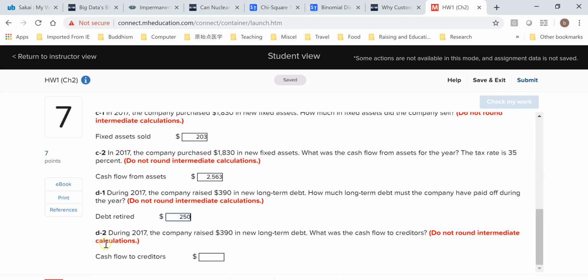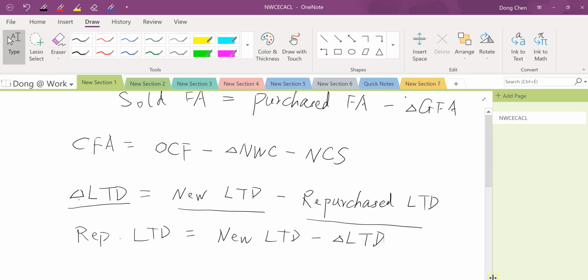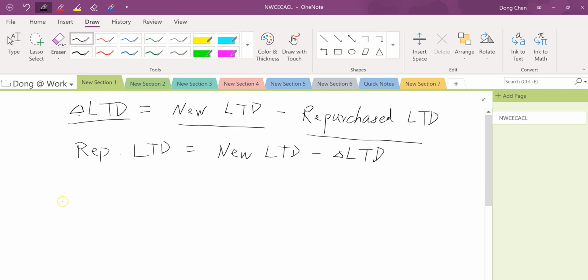So the last part of this question, D-2, during 2017, the company raised 390, same setup actually. What was the cash flow to creditors? So the cash flow to creditors, if we recall, which I used B for, bondholders, creditors the same. They can have two sources of cash flow. One is simply the interest, right? For the company, the interest is an expense, but for the creditors, it's an income. So this is positive. And then the second source of their cash flow is the net issuance of long-term debt, right?